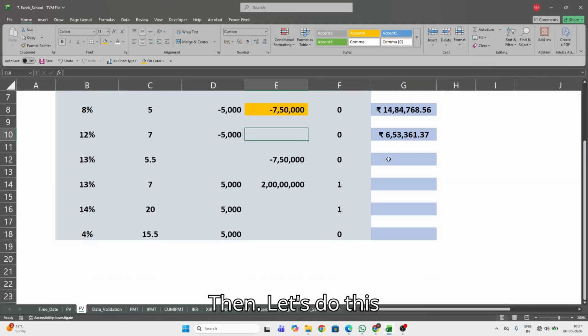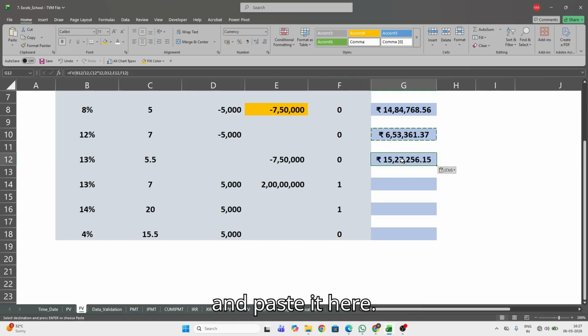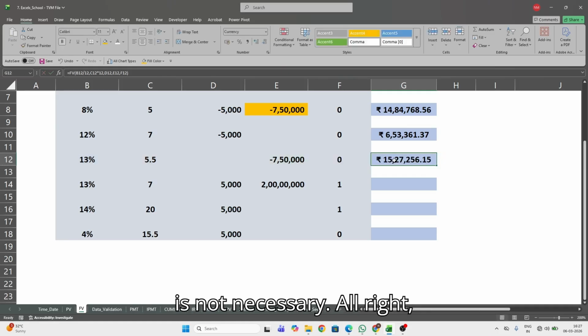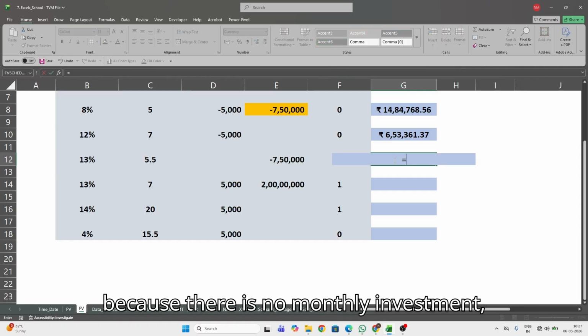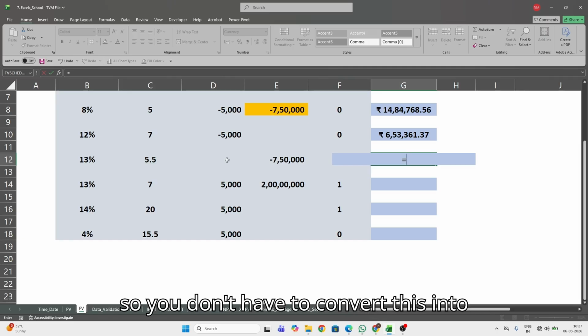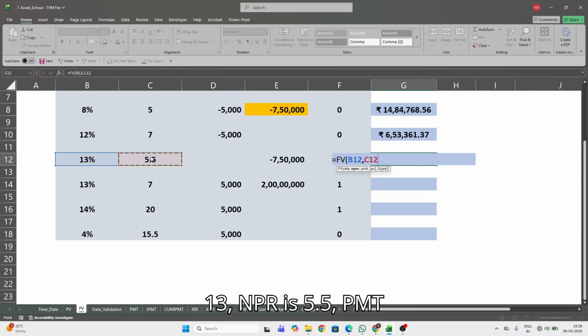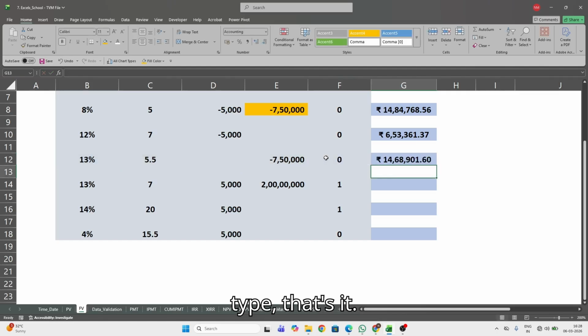Then let's do this one, right? Even for this, copy here and paste it here. Here you have done monthly, but it is not necessary. All right, you could have done just yearly because there is no monthly investment, so you don't have to convert this into monthly data. This rate is 13, NPER is 5.5, PMT is 0, and present value is negative, right? And the type, that's it.